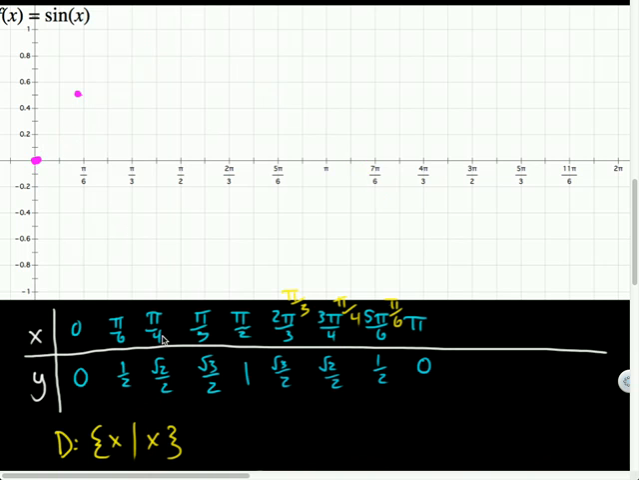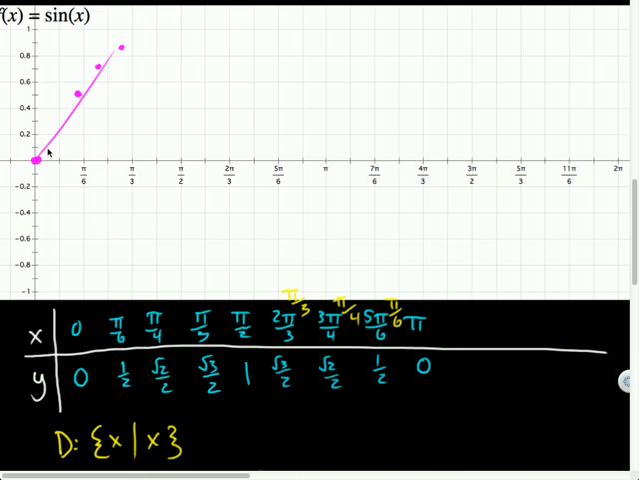Okay, we'll see. Pi over 4 is equal to root 2 over 2. Pi over 4 occurred right here. Root 2 over 2 is 0.707-ish. So here's 0.7. So root 2 over 2 is right here. We'll see. Pi over 3 is root 3 over 2. That's 0.866-ish.